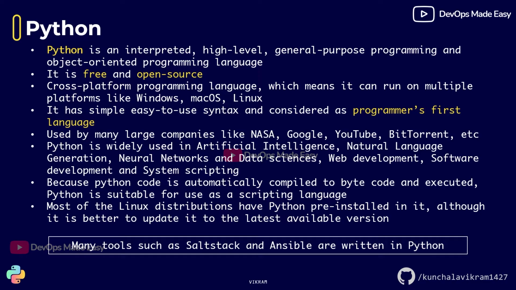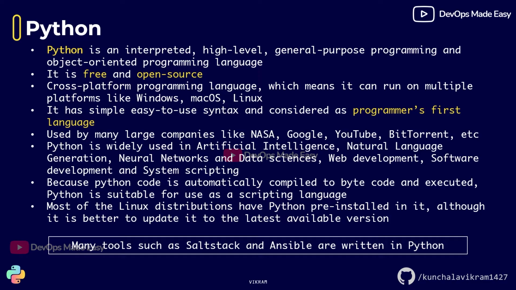That means if you are new to programming, it is always suggested to start off with Python because of its easy to use syntax. And Python is used by many large companies such as NASA, Google, YouTube, BitTorrent, etc. And it is widely adopted in AI, natural language processing, neural networks and data sciences, along with web development, software development and system scripting. And in case of Python, the code is automatically compiled to a bytecode and executed.